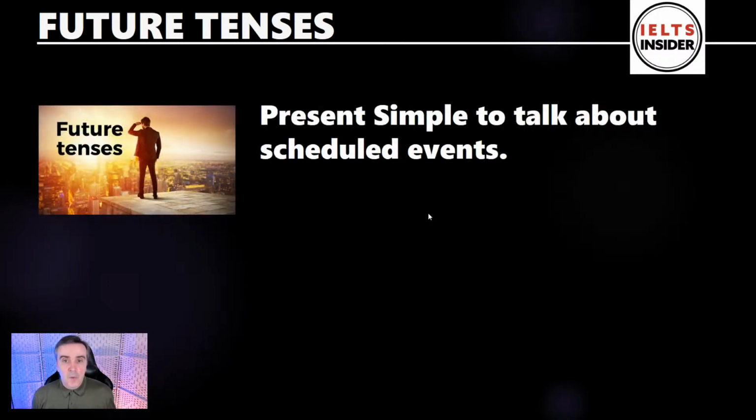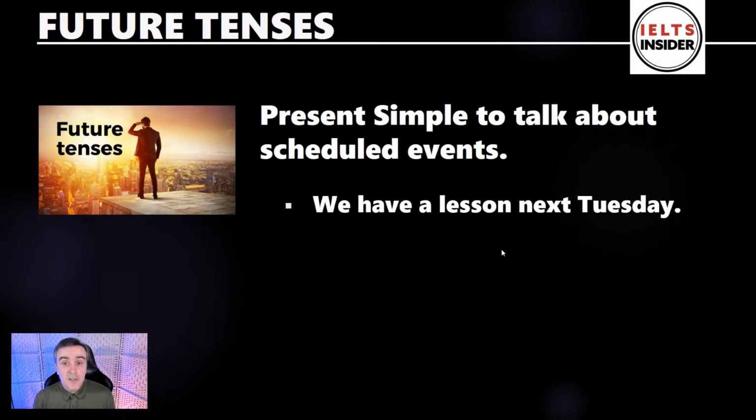So, first of all, we can use the present simple to talk about the future. Now, a lot of people might think, well, present simple is for repeated actions and for facts, and that is correct. But we can also use it to talk about future scheduled events. So, for example, we have a lesson next Tuesday. So we've got a scheduled event planned for that time in the future. We can use the present simple. So we have a lesson next Tuesday.